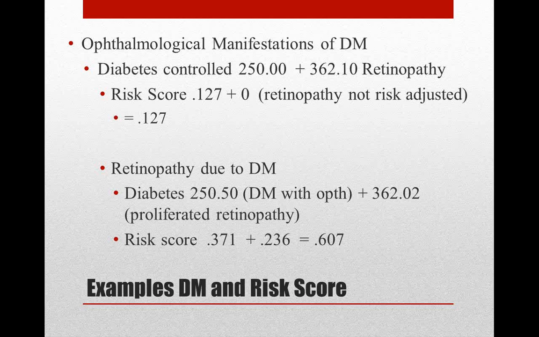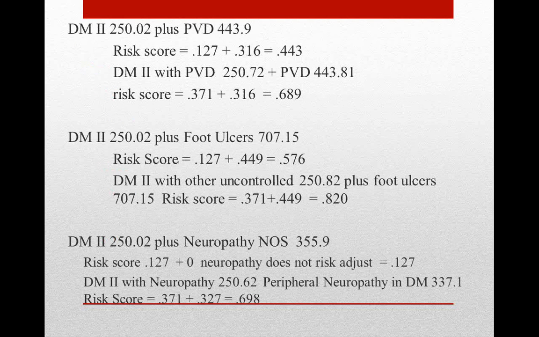However, if you use the appropriate codes from documentation that your proliferative retinopathy is due to your diabetes, then you use 250.50 and your 362.02. Now you get a risk score of 0.607 just by using the proper diagnostic codes. That's a difference of about $4,000 for that patient.